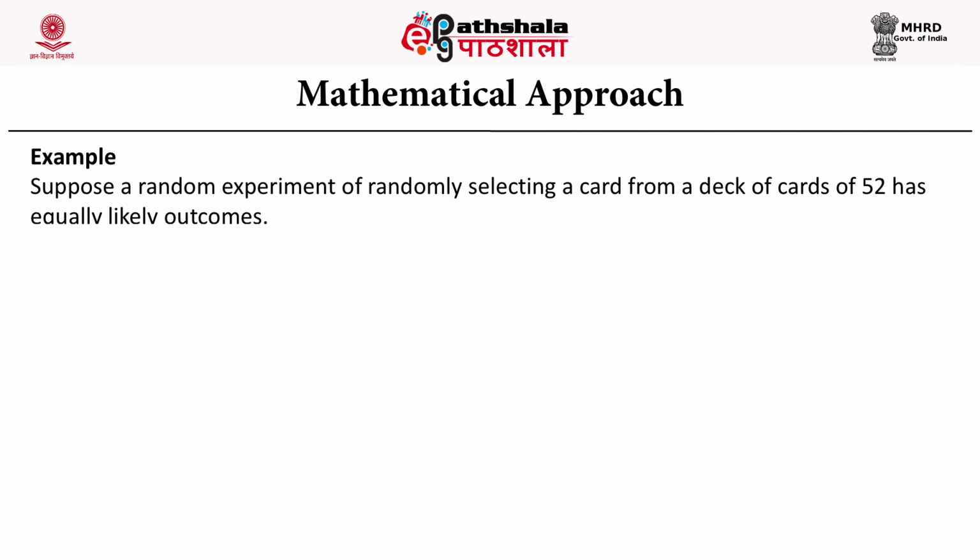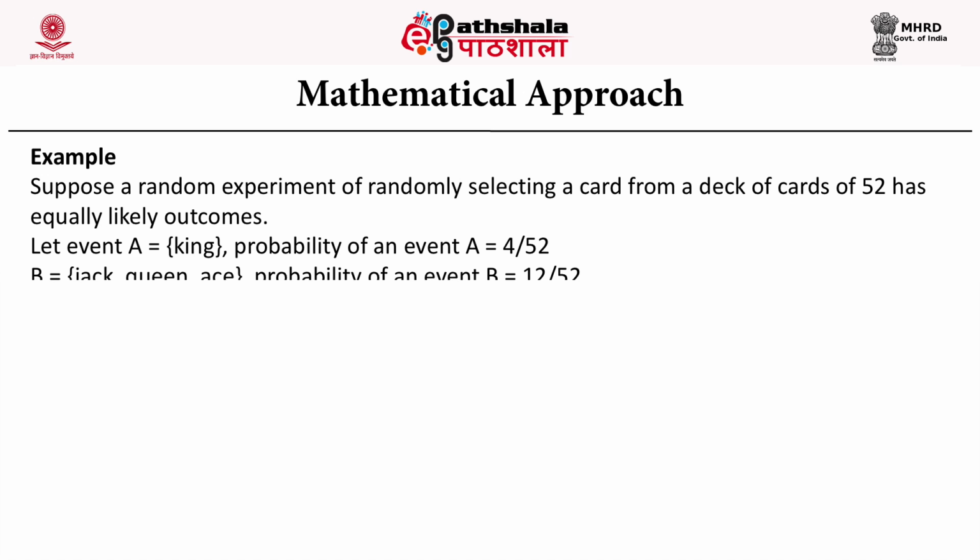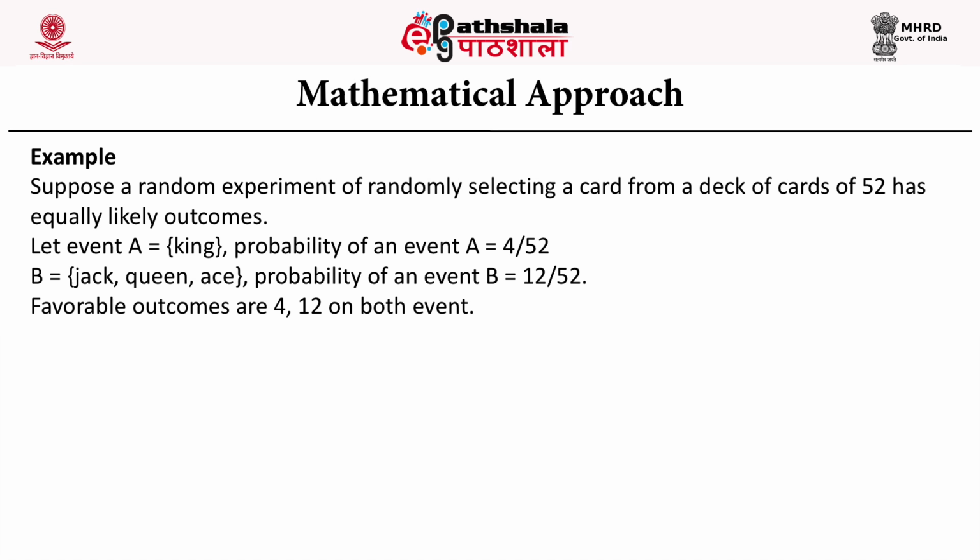So now we will discuss an example of the mathematical approach. Suppose a random experiment of randomly selecting a card from a deck of 52 cards has equally likely outcomes. Let event A be a king. Probability of event A is equal to 4 by 52. And B is the outcomes that can be either jack, queen, or ace. So the probability of event B is equal to 12 by 52, because we have 4 jacks, 4 queens, and 4 aces in a pack of cards. So the probability of event B should be equal to 12 by 52, and the favorable outcomes are 4 and 12 for the two events.